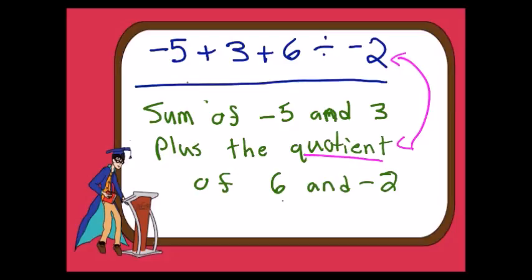So quotient versus sum. Sum means addition, quotient means division. Once again, sum means addition and quotient means division.